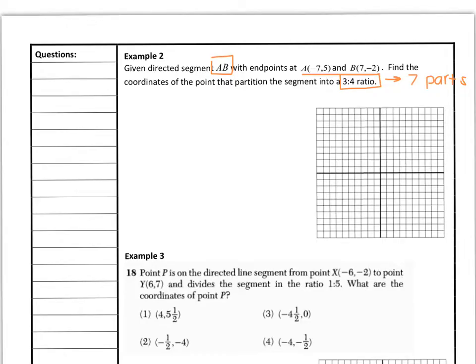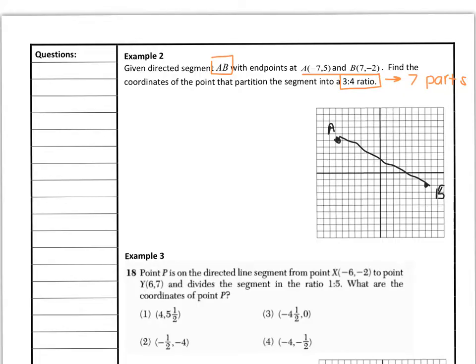-7, 5. So that would be right about there. That's point A. B's at +7, -2. So B is there. Connect those. Wish I had a straight line tool like I do on my smartboard. Yeah, because that's definitely not straight. It's much better on the smartboard than that.